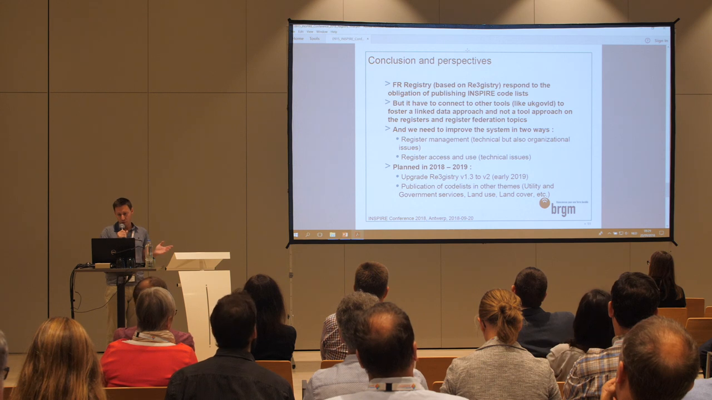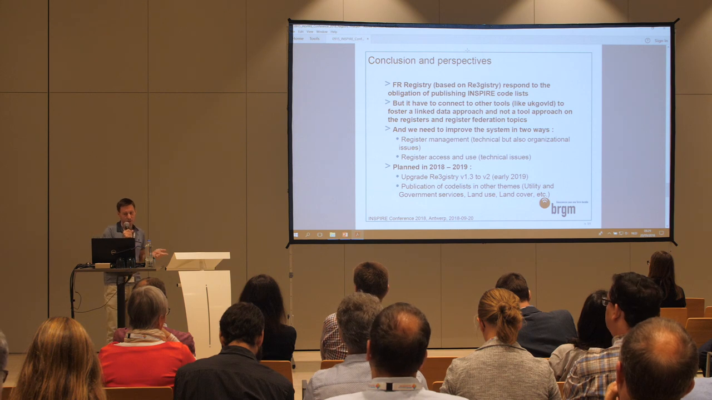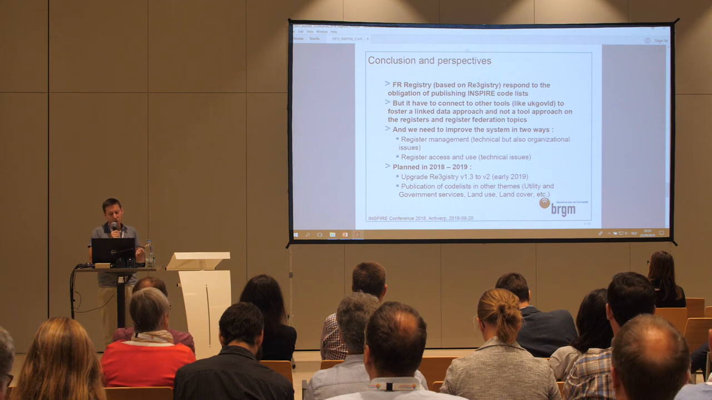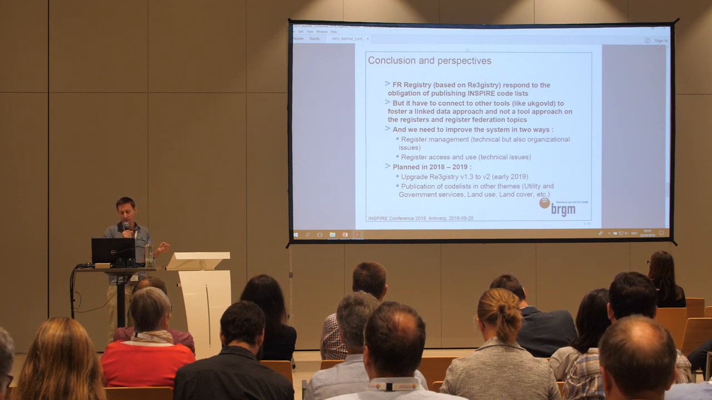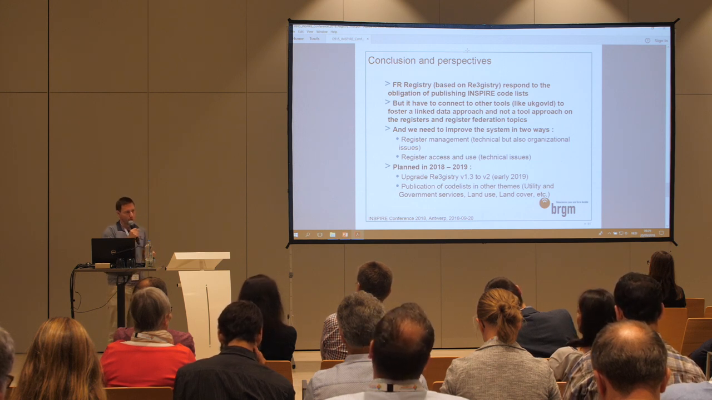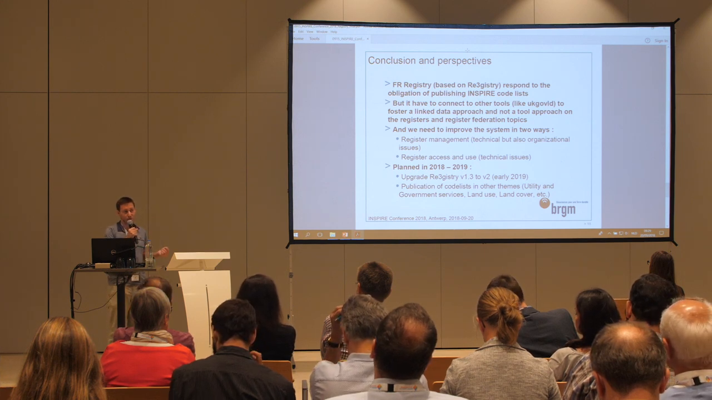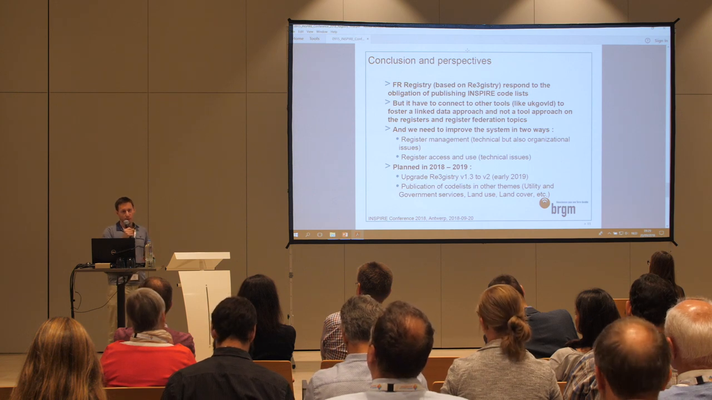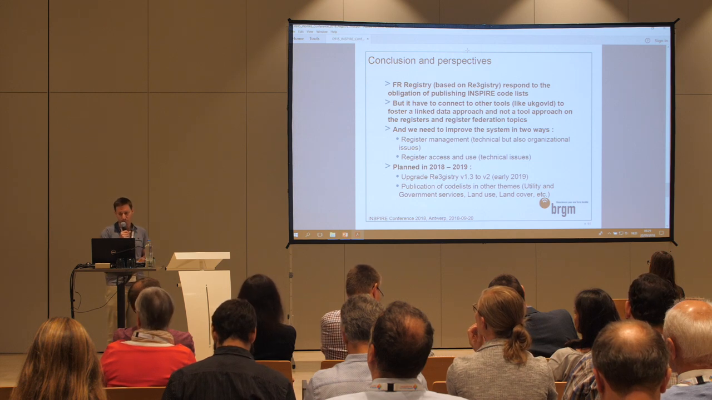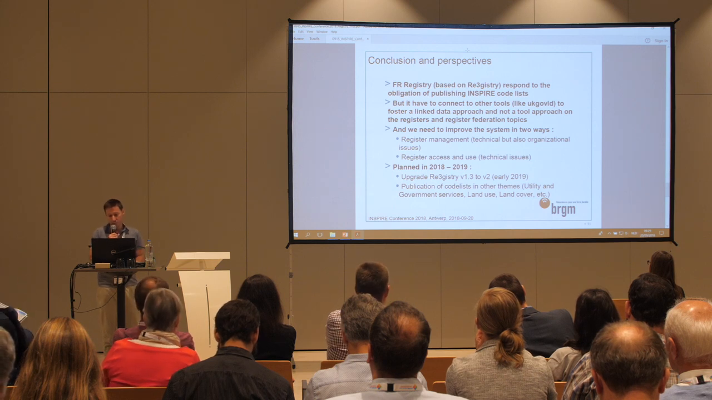And we need to improve the system in two ways. First, register management, and register access and use. And we have technical issues, but I insist, we also have organizational issues in BRGM, because we have to involve the data providers to manage their code lists. It's very important.